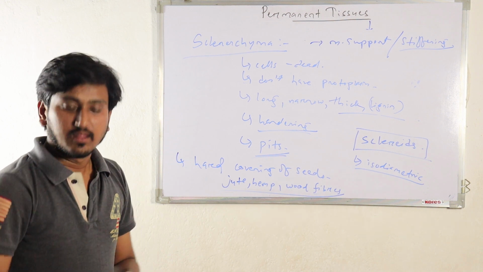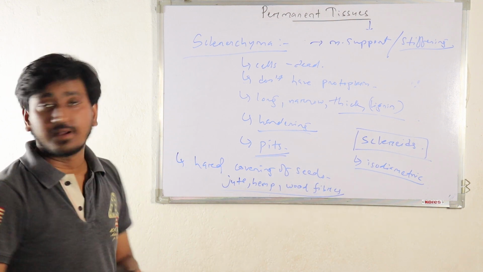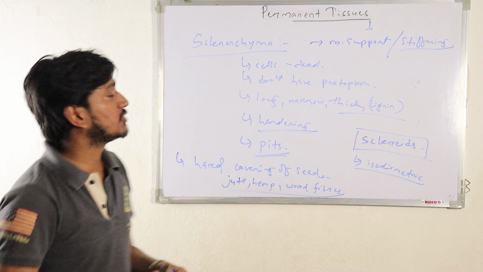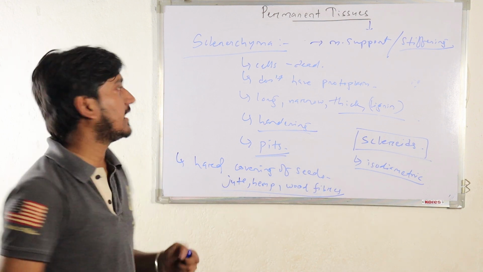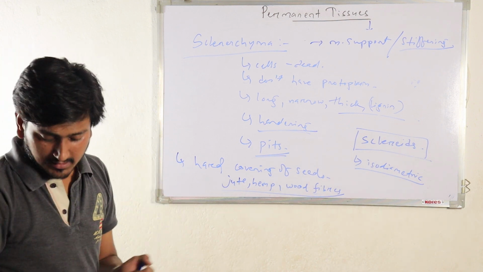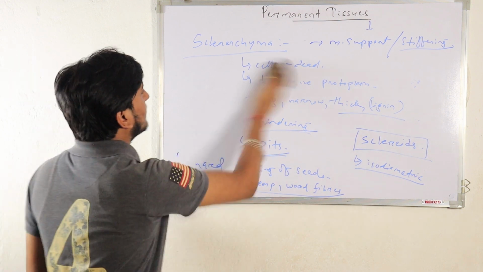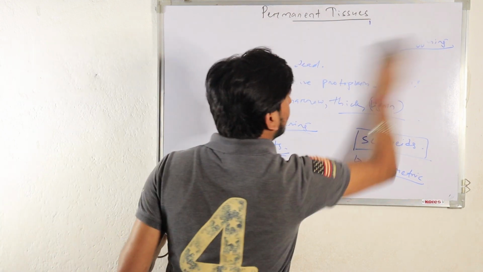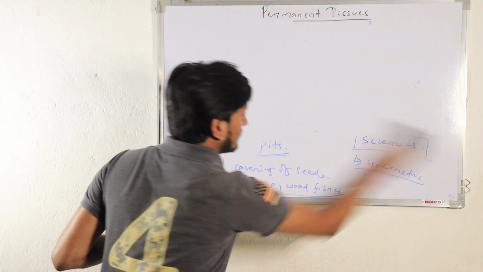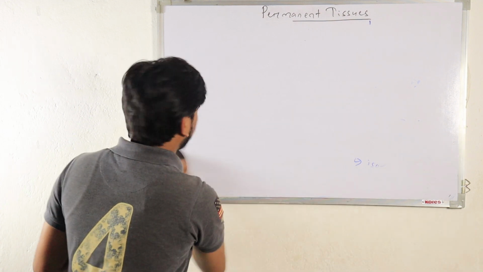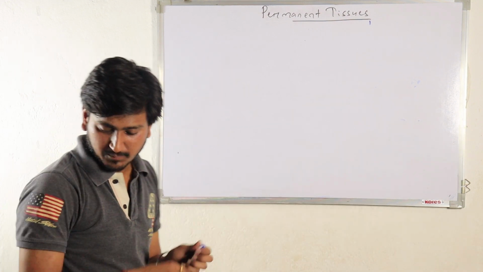So this was all about the simple type of permanent tissue. Simple permanent tissue has three types: parenchyma, collenchyma and sclerenchyma. Now we will move to the complex permanent tissue, the second type of permanent tissue.